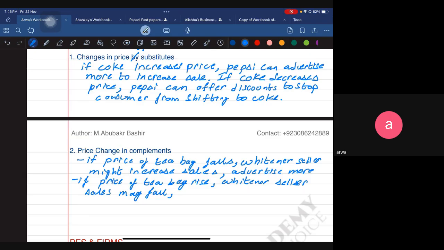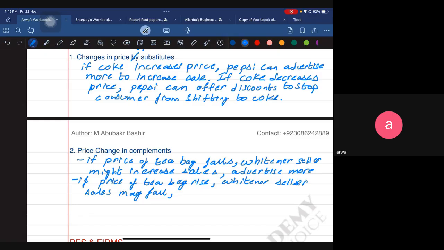Now what can he do? Okay, that's a big problem for him, because he can't basically change anything for the tea bag. They both are complements. So if the price of tea bags rose, sales will fall for the whitener. Okay, so what can they do?